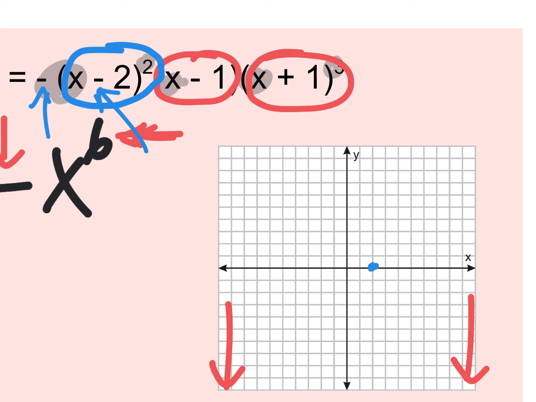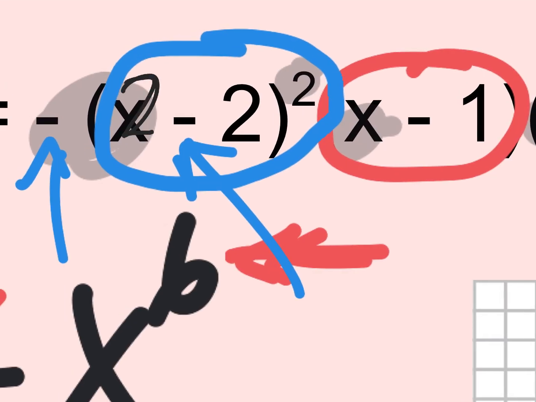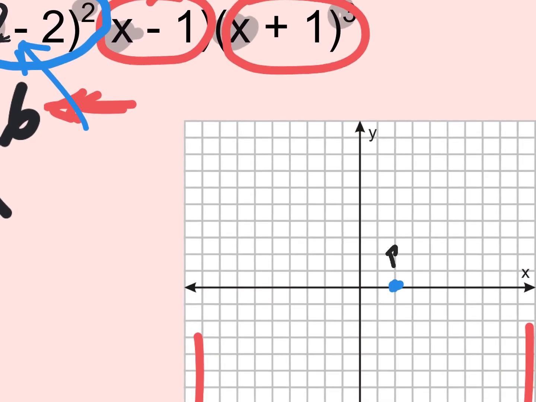Because really what it's about is what makes this equation 0. Do you get it if I put a +2 right here? Yeah. It would be 0. And then what's -0? It's still 0. Yeah, okay. So it's +2. It's bouncing there.